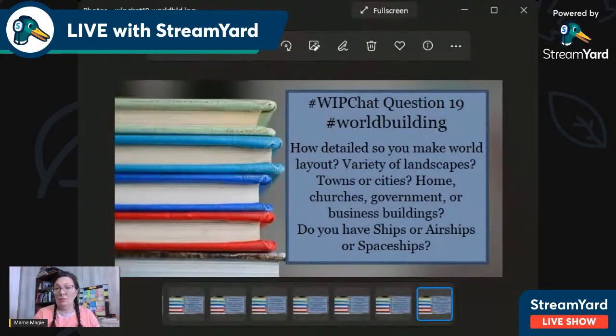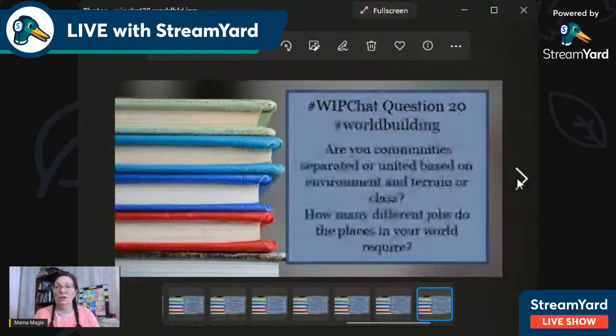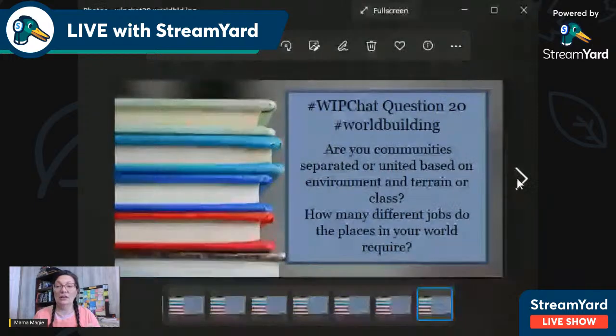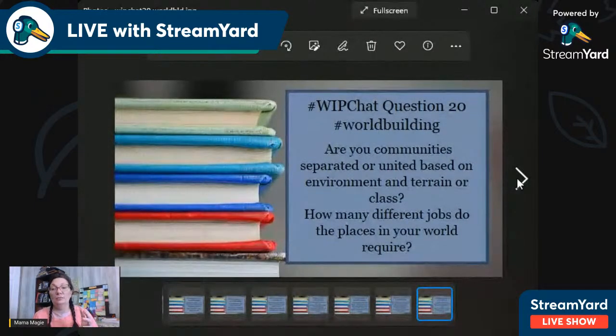All right. Question number 20. Are your communities separated or united based on environment, terrain, or class? How many different jobs do the places in your world require?